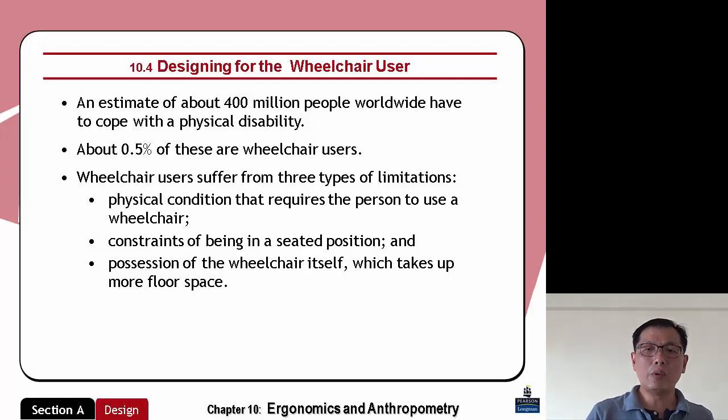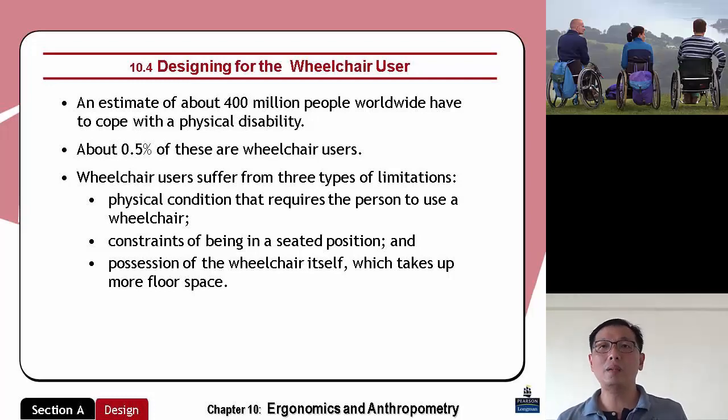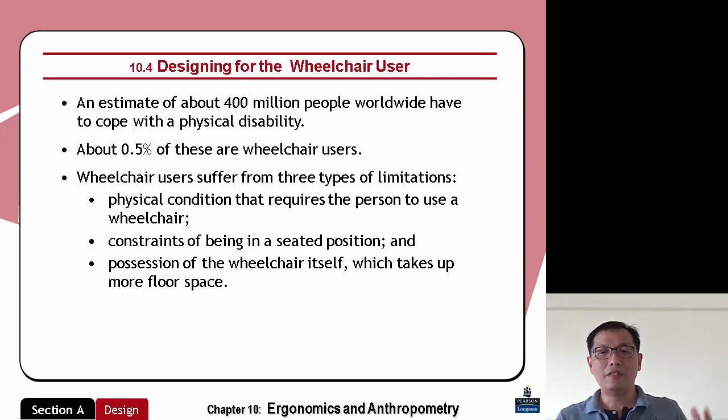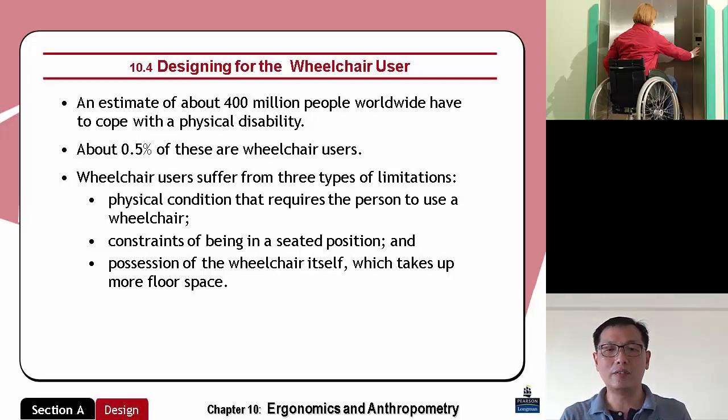Now, design for wheelchair users. An estimated 400 million people worldwide have to cope with a physical defect, and 0.5 of these are wheelchair users. So you have to consider the physical condition where someone uses a wheelchair, the dimensions, the size, the constraint of being in a seated position and trying to reach buttons and levers and all that. So the size of the wheelchair itself will take up space. So you have to cater for things like opening of doors and so on.